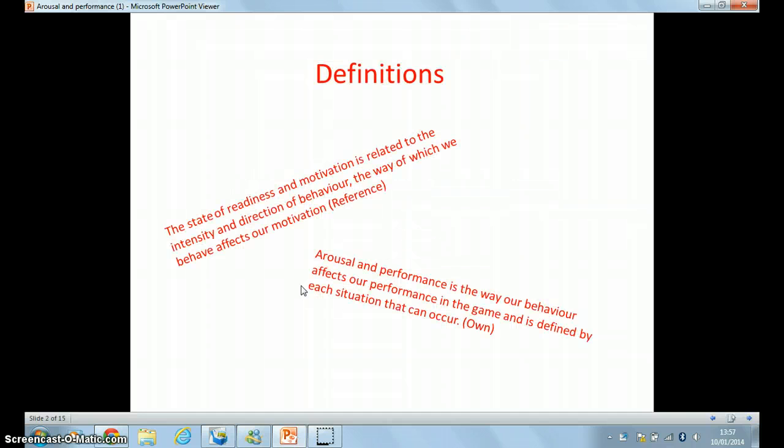Definitions. The state of readiness and motivation is related to the intensity and direction of behavior. The way in which we behave affects our motivation. Arousal and performance is the way our behavior affects our performance in the game and is defined by each situation that can occur.